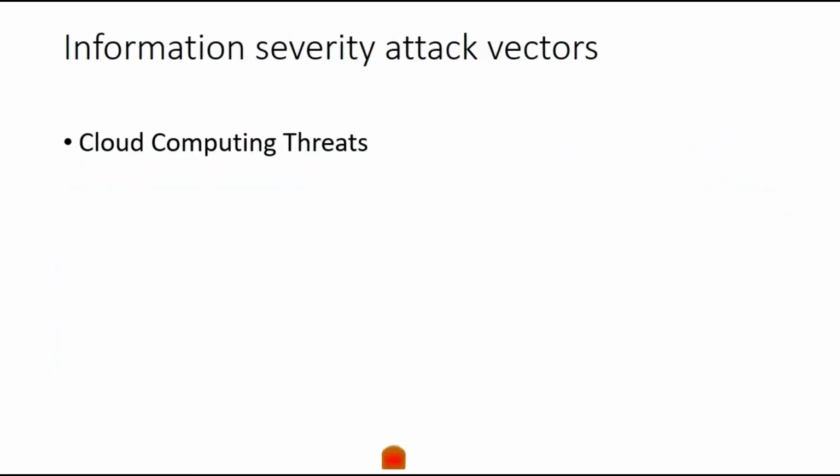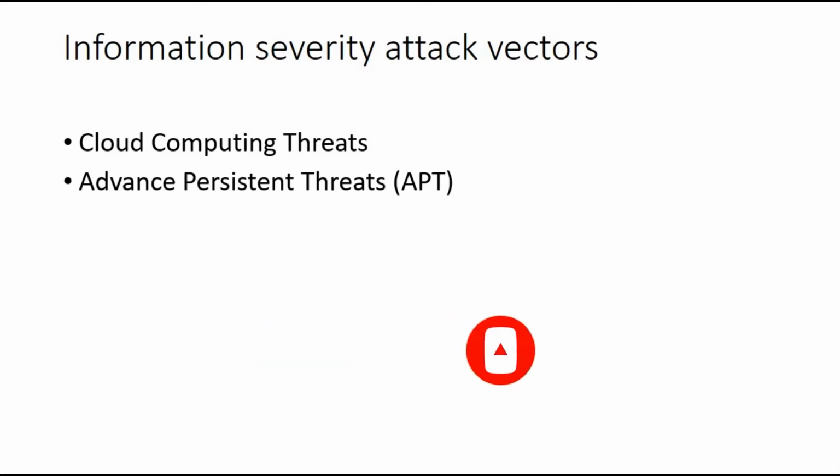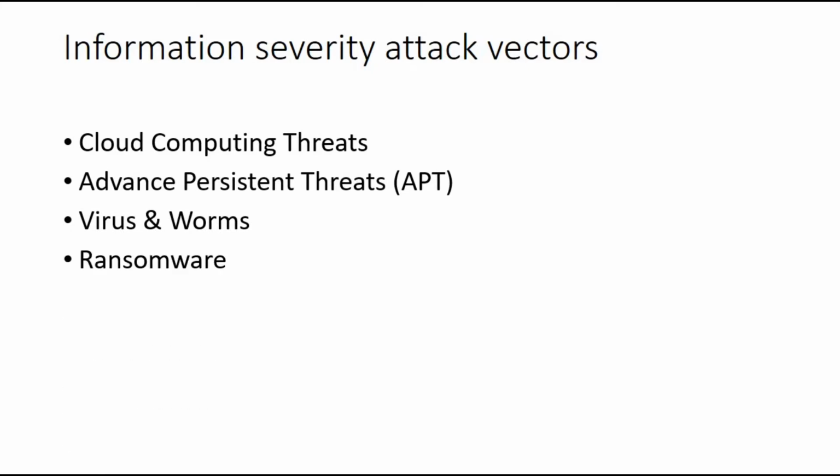Information security attack vectors. The first one is cloud computing threats, and the second one we have is advanced persistent threats, right? Third, we have viruses and worms, ransomware, mobile threats, botnet, insider attack, phishing. There are a lot of things, right? So there are a lot of attack vectors.